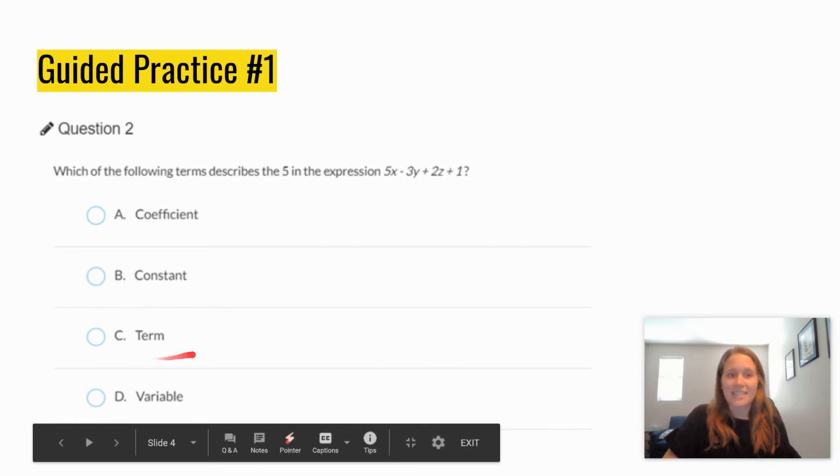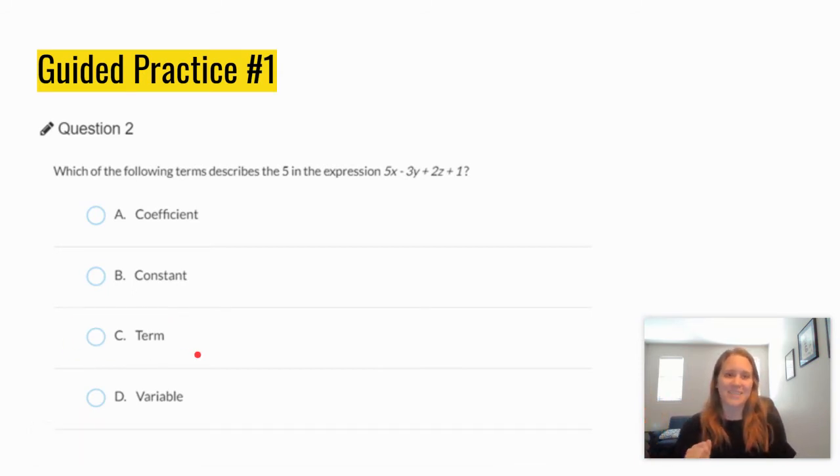Term could apply to any of the parts of the expression, like 5x is a term, 3y is a term, 2z is a term, and 1 is a term. And variable x, y, or z, okay?